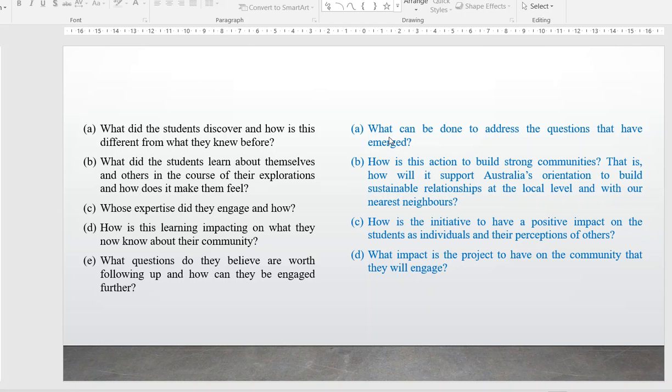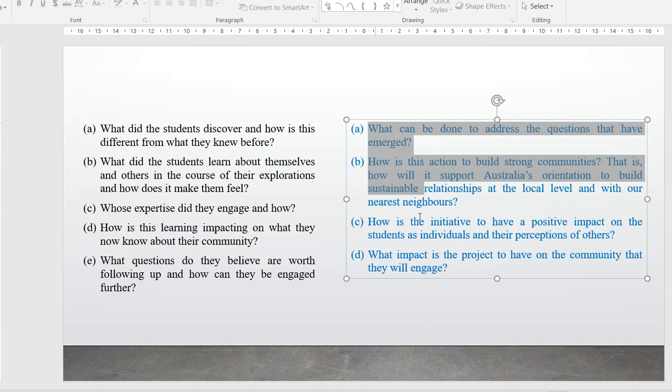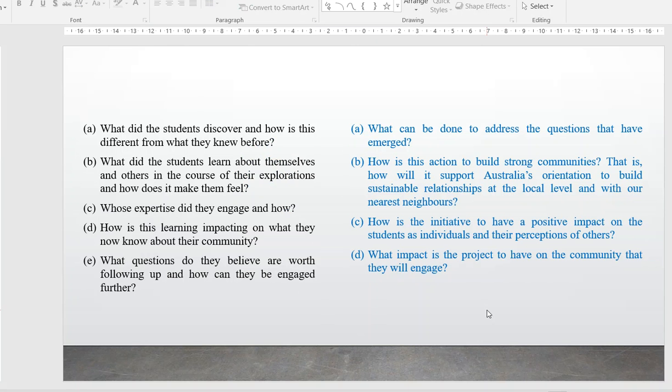This is basically a summary of the exploratory phase. Now we have done that, and what will we do? These are other, forward-looking questions: not what we have done, but what can be done. Has this action built strong communities? You reduce it to a level appropriate for your children. Has this initiative had a positive impact on students as individuals and their perceptions of others? So you translate it to them.